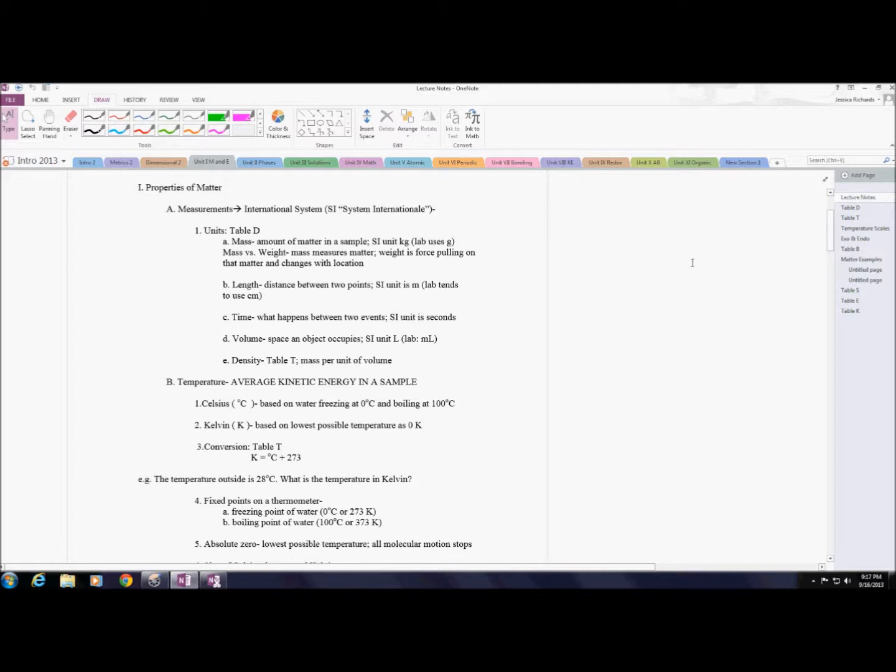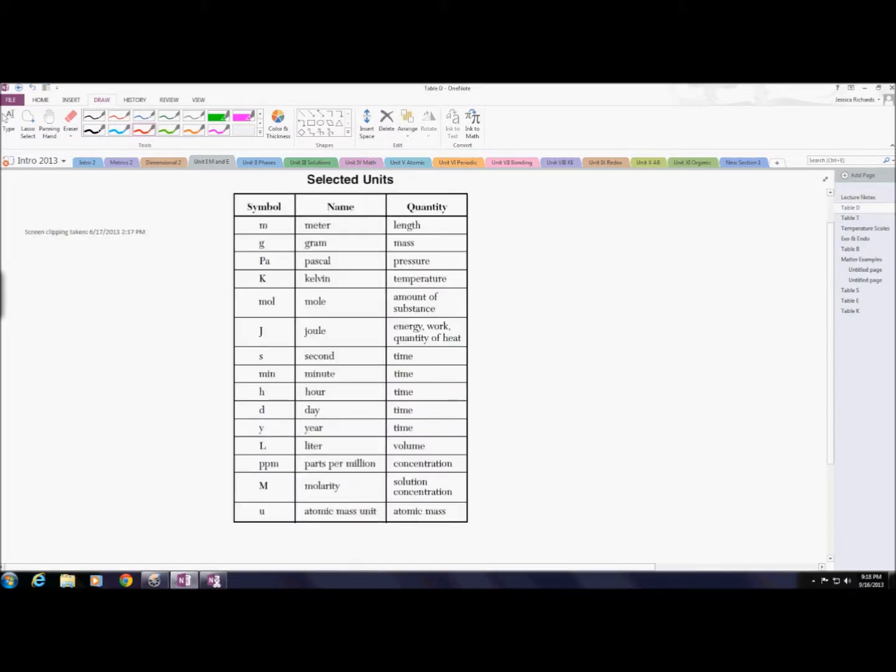In science, one of the first things that we have to talk about is what units we're going to use, and we're not going to use the English measuring system. We're going to use the metric measuring system. It's also called the International System. They usually call it the SI system because it's System International. If you want to know what those units are, reference table D has them listed for you.